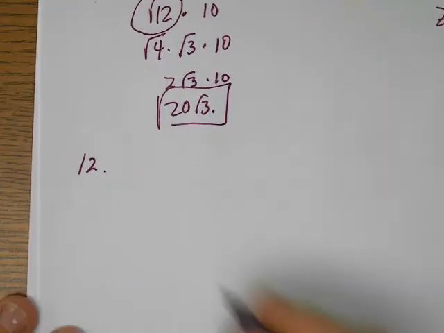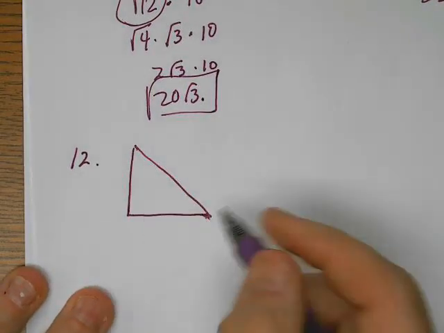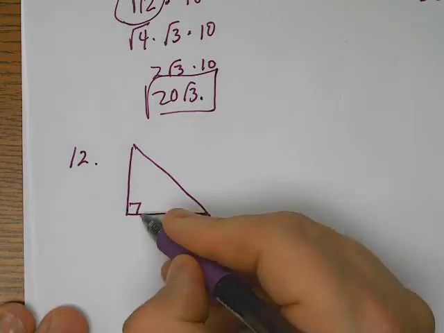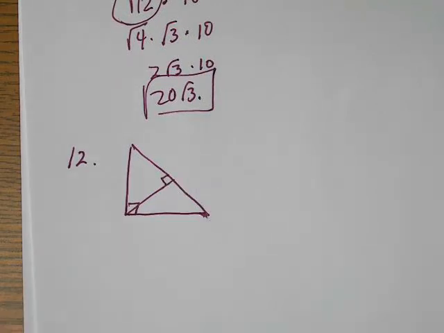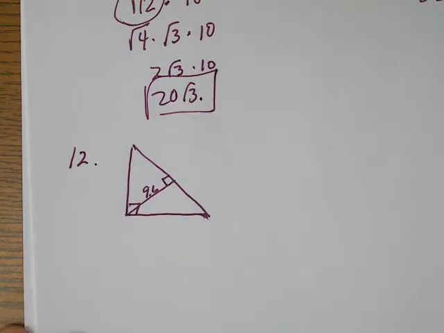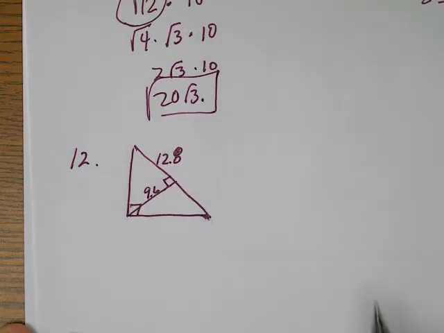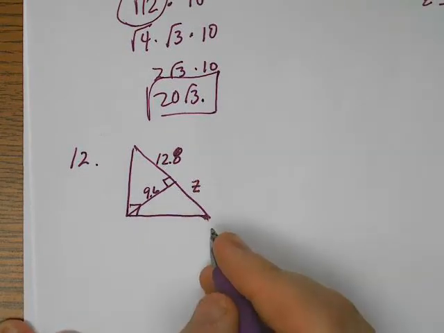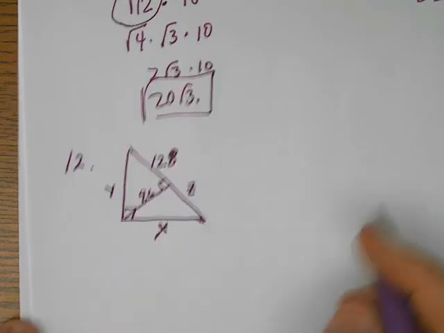Okay? I think it's on your next page. So 672, we have a right triangle. Pythagorean theorem is still true. We have an altitude that's drawn in. That means it's perpendicular. And then we've got 9.6 is this segment. We've got 12.8 up here. And we've got Z down here. We also have X and Y. Okay, well, let's solve for Z first.